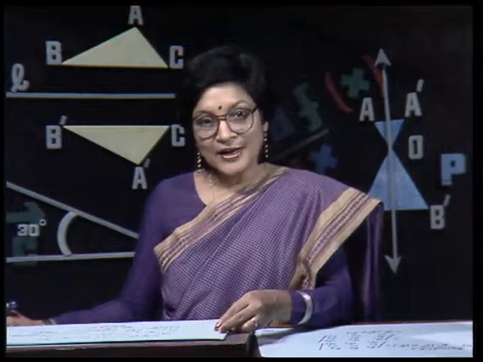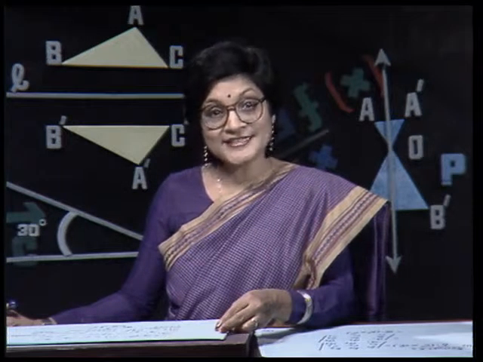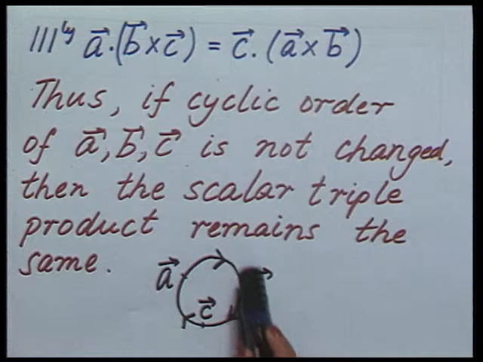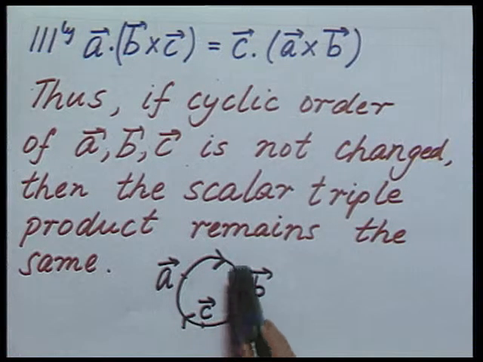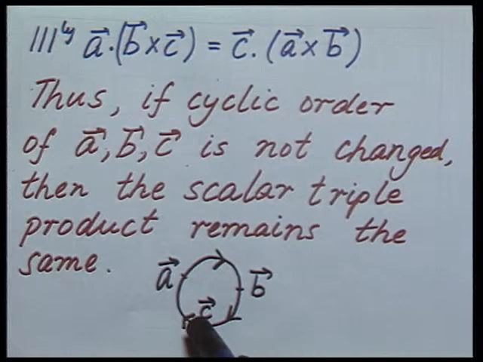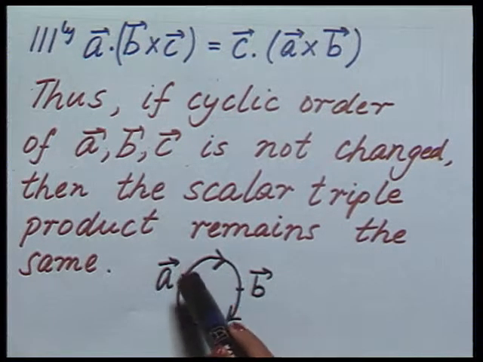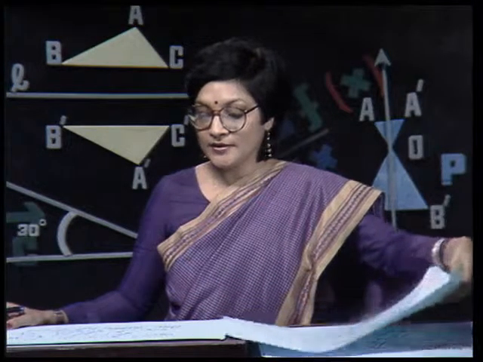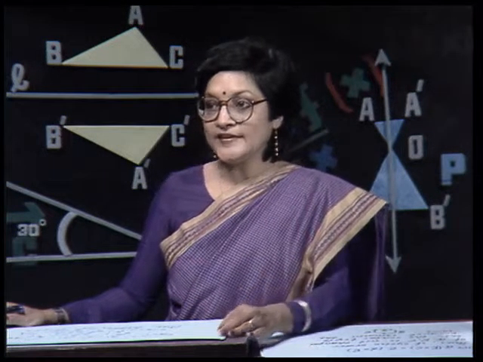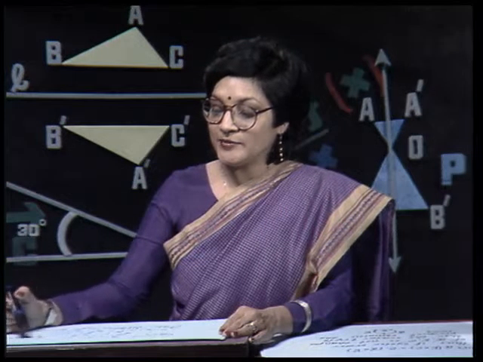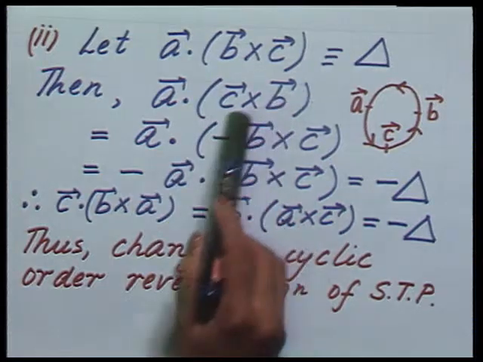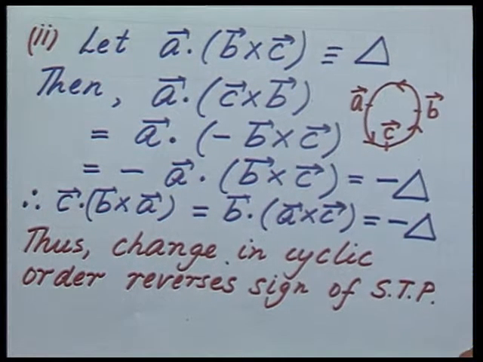Right? Now, what happens if we change the cyclic order? In other words, in the circle, instead of moving clockwise, we move anti-clockwise. That is, we have B, A, C or C, B, A or A, C, B. Let us see what happens. If we call the earlier scalar triple product delta, then let us look at one in which the cyclic order has been changed.